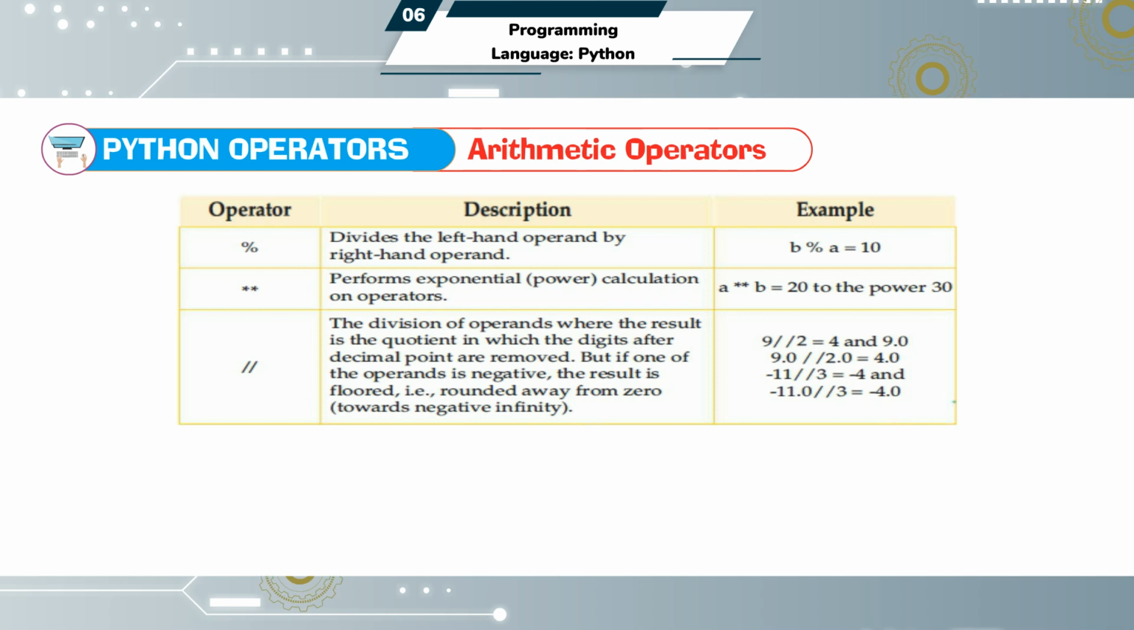Double slash is the division of operands where the result is the quotient in which the digits after the decimal point are removed. But if one of the operands is negative, the result is floored, that is, rounded away from 0 towards negative infinity. 9 // 2 = 4 and 9.0 // 2.0 = 4.0, -11 // 3 = -4 and -11.0 // 3 = -4.0.